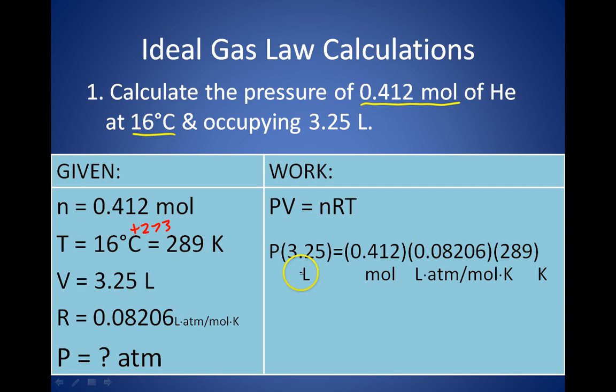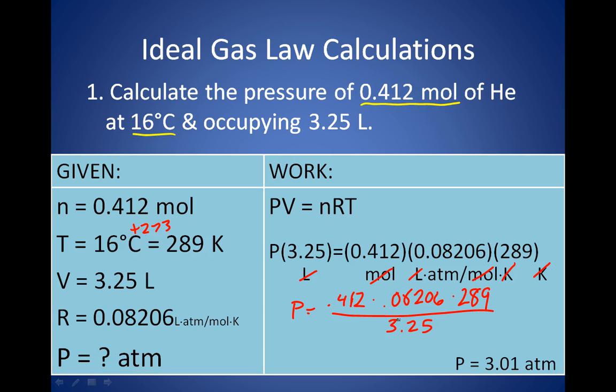It's also a good idea to put those units in here to make sure that they cancel out. So we have Kelvin and Kelvin, moles and moles, and liters and liters. So that means the pressure we solve for will be in atmospheres. So to find P, we'll just do 0.412 times 0.08206 times 289, divided by 3.25, and you should get 3.01 atm. And that has 3 sig figs because all of the numbers that we plugged into our equation had 3 sig figs. And yes, we'll base our sig figs on the Kelvin temperature unless otherwise instructed by your teacher.